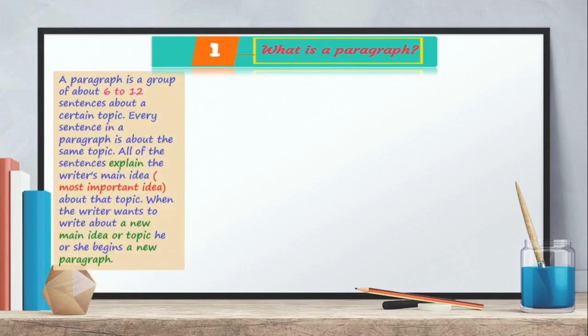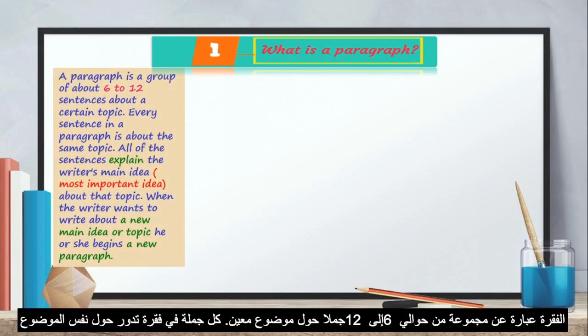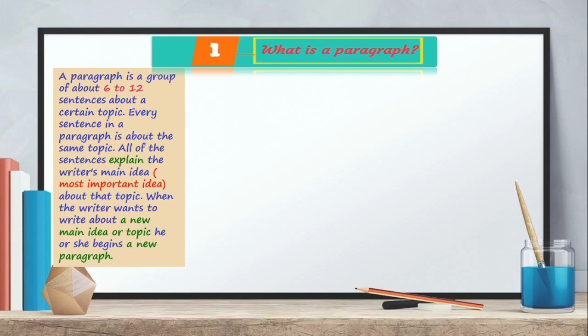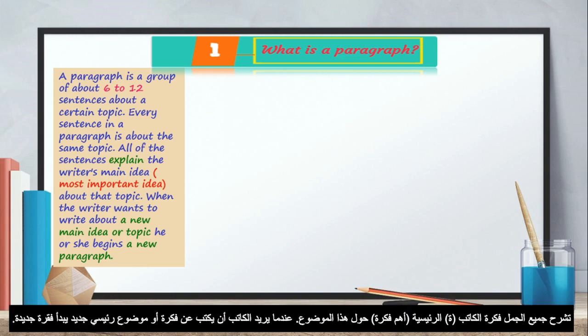What is a paragraph? A paragraph is a group of about 6 to 12 sentences about a certain topic. Every sentence in a paragraph is about the same topic. All of the sentences explain the writer's main idea, most important ideas, of course, about that topic. When the writer wants to write a new main idea or topic, he or she begins a new paragraph.